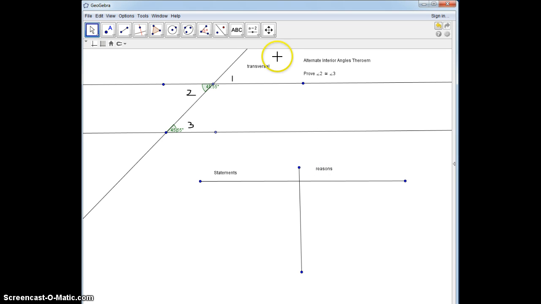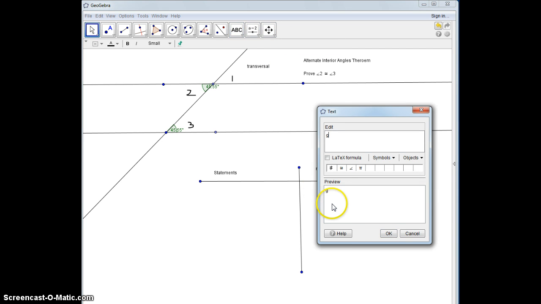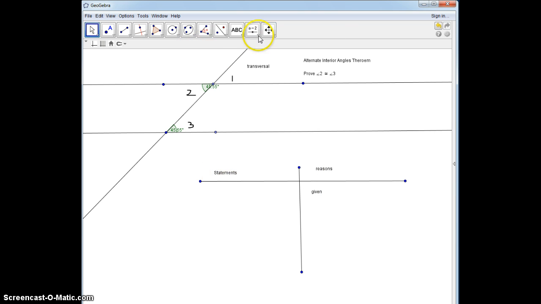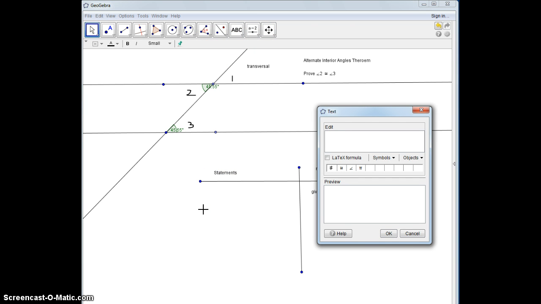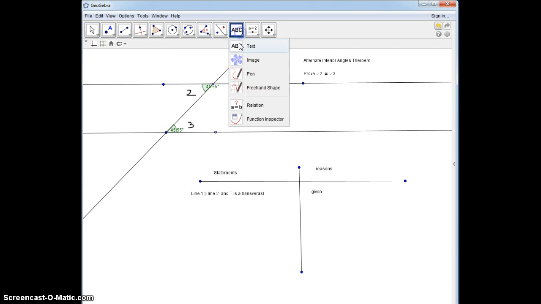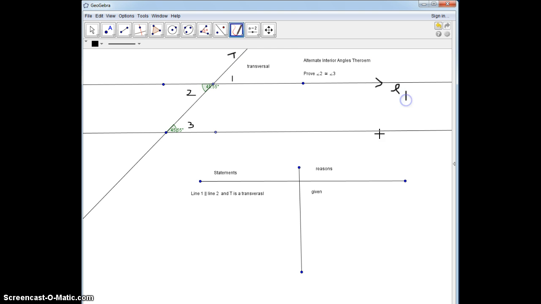The first thing is what we're given. We are given line 1 and line 2 are parallel, so we'll type it in and then I'll mark it. Line 1 is parallel to line 2, and T is a transversal. So we'll just put a big T for transversal here. These are lines, and the parallel sign goes like this. We are trying to prove that angle 2 is equal to angle 3.